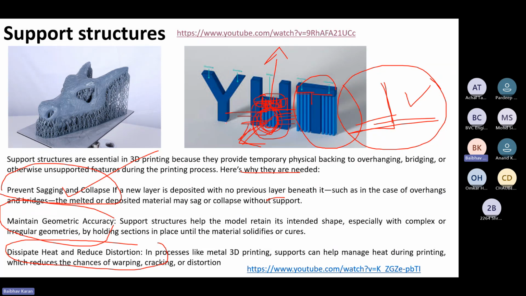For these structures, the heat extracted will be easily transported because there is a contact with the build plate. There is a huge contact. But while printing this structure, there is no contact with the build plate. How will the heat transfer take place?